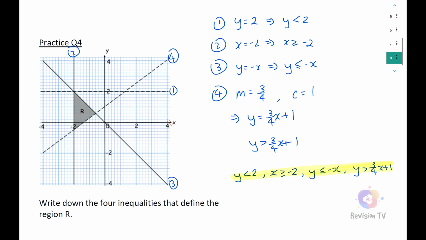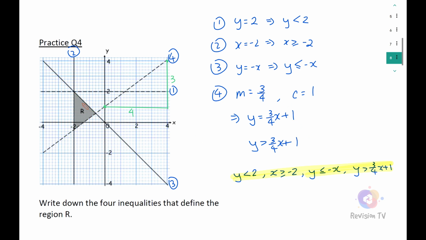Okay, so I've labeled them 1, 2, 3, and 4. So have a look one by one. If you got them wrong, check the equation first. Hopefully there isn't too much issue with them. With question 4, I picked these 2 points, so this point and this point, to form a right angle triangle. The difference vertically from 1 to 4 is 3. The difference horizontally is 4. So the gradient is 3/4. And the y-intercept is just 1.